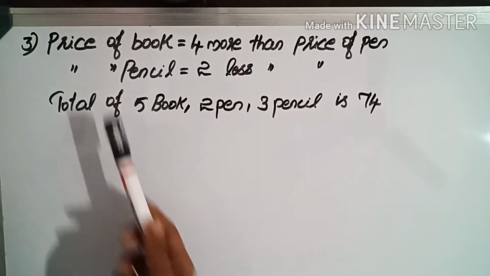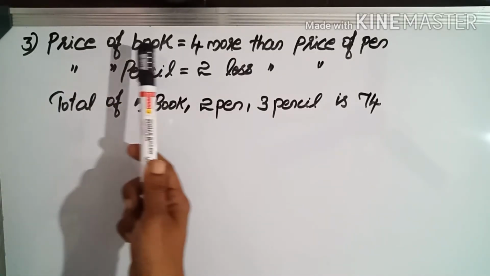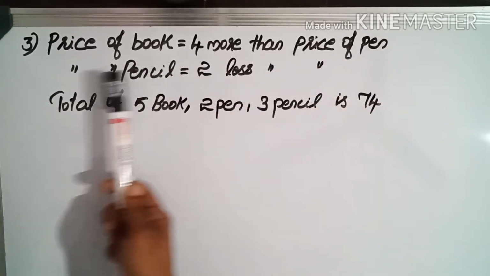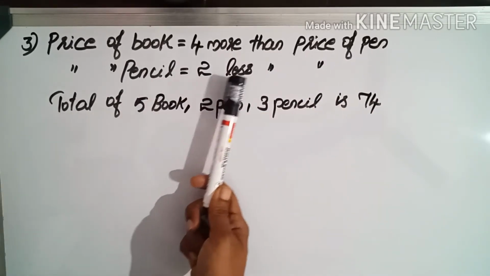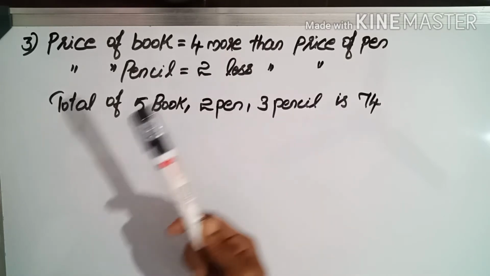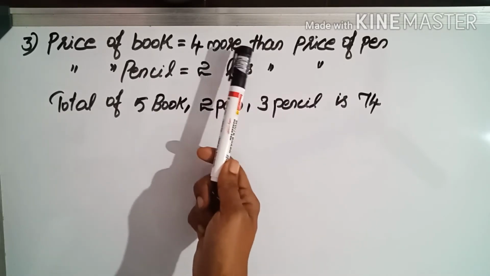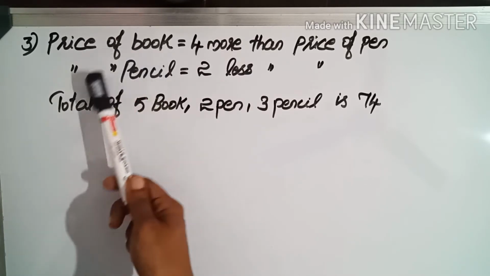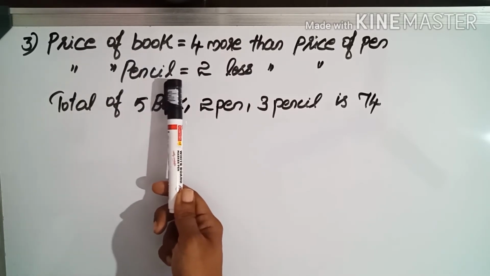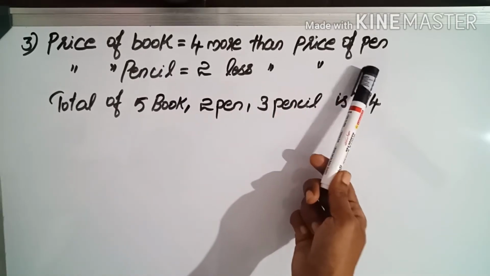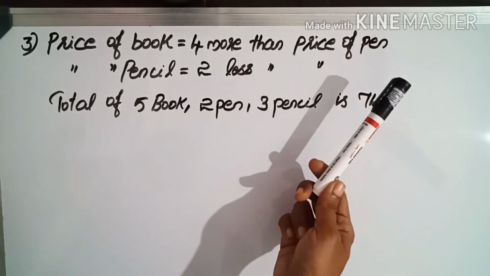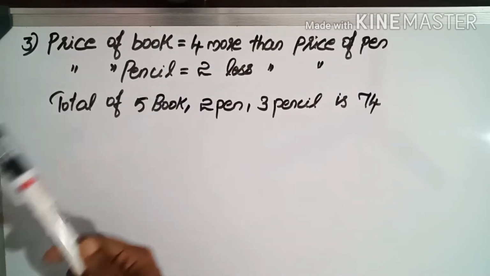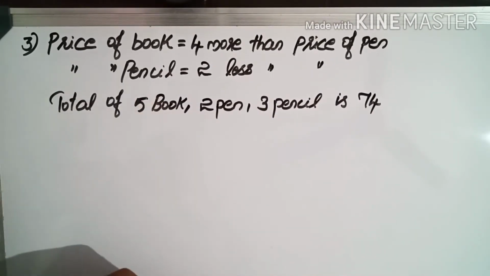It is given that price of book is 4 rupees more than price of pen, and price of pencil is 2 rupees less than price of pen. These two are the conditions given. Now, these two values, price of book and price of pencil, depend on what? This depends on price of pen. That means first we have to find what? Price of pen we have to find. Then only we can find price of pencil and price of book.